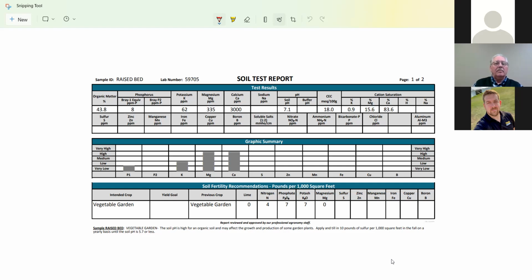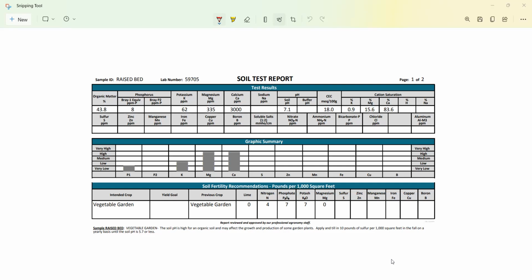And then at the bottom, it shows you those fertility recommendations in pounds per 1,000 square feet. So in this, I think you said we were a 5 by 12. So we are 60 square feet.